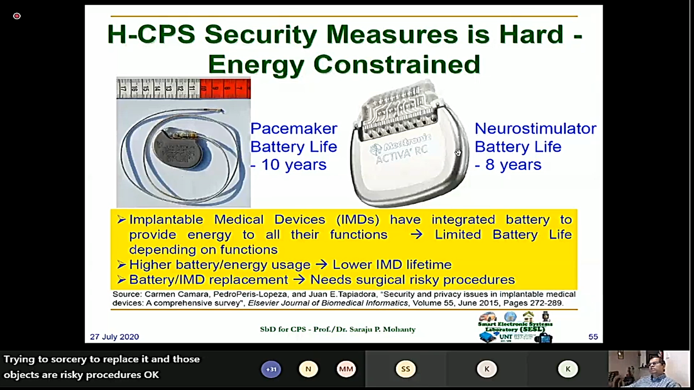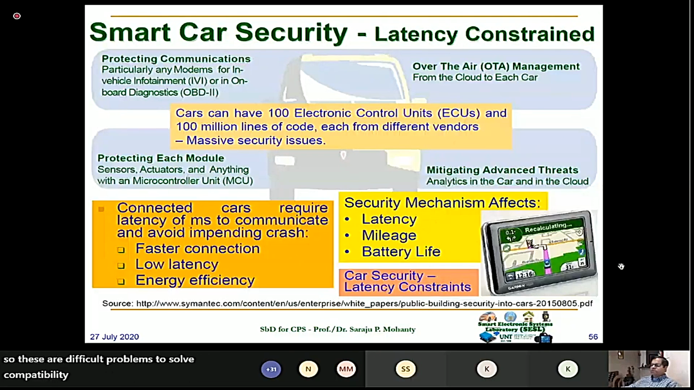Similarly, this is a neurotransmitter, that is a brain pacemaker, and so on. This has a battery life of 8 years, which is 2 years shorter than this. So all these have serious consequences if the battery is drained, or somebody reconfigures them without authorization. These are difficult problems to solve compared to IT security.